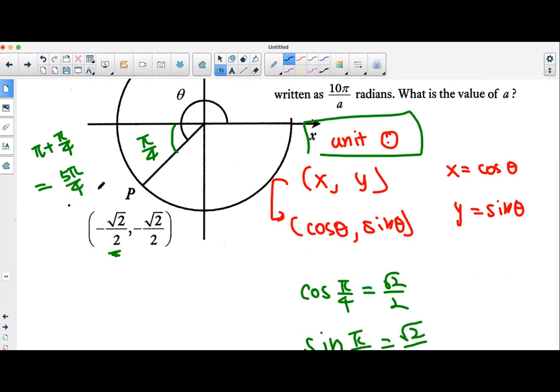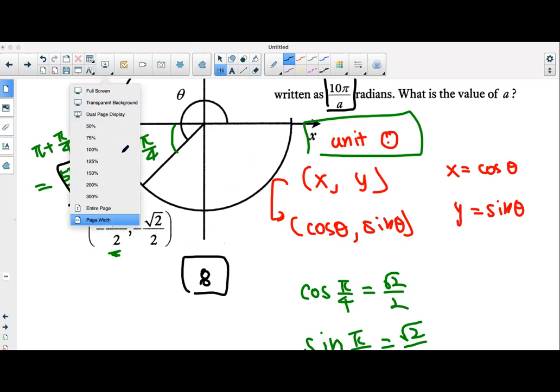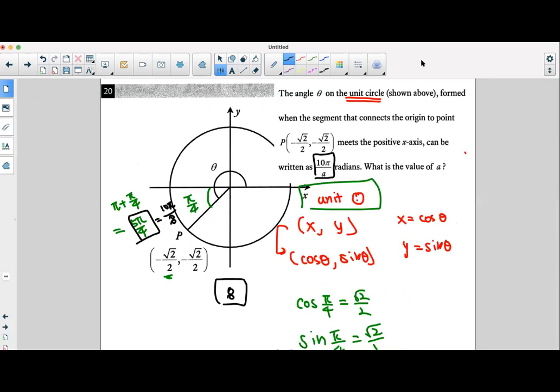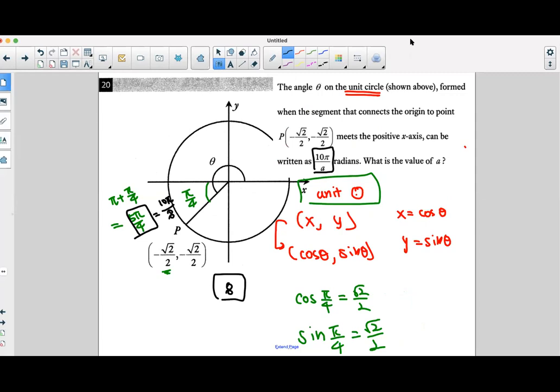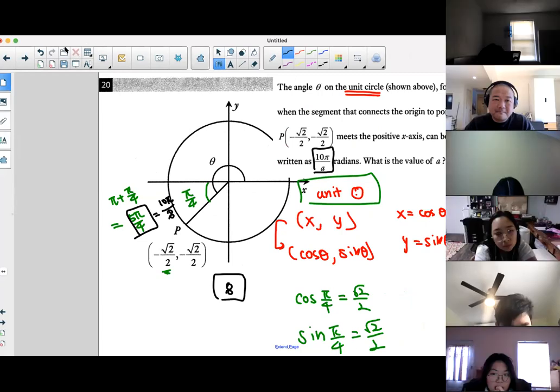So I'm going to compare 5 pi over 4 and 10 pi over a. What do you realize, guys? 5 pi over 4 is in fact equal to 10 pi over 8. So 8 must be equal to a. That's why the answer is 8. How about that, guys? Okay? So basically, that's what we can do.